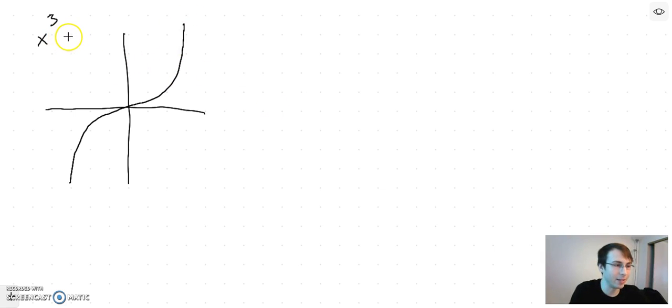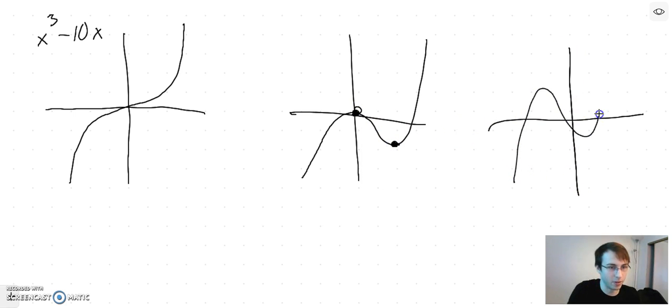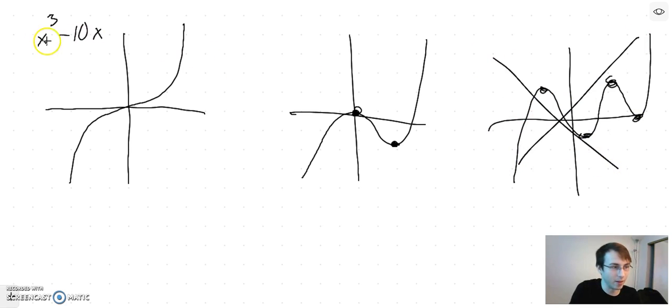But by adding additional terms, like if we put a minus 10x in there, something like that, then we could make it have more turning points, like that. But the thing is, you can't make it have more than 2 turning points. So something like this, with 4 turning points, would not be a graph of x cubed.